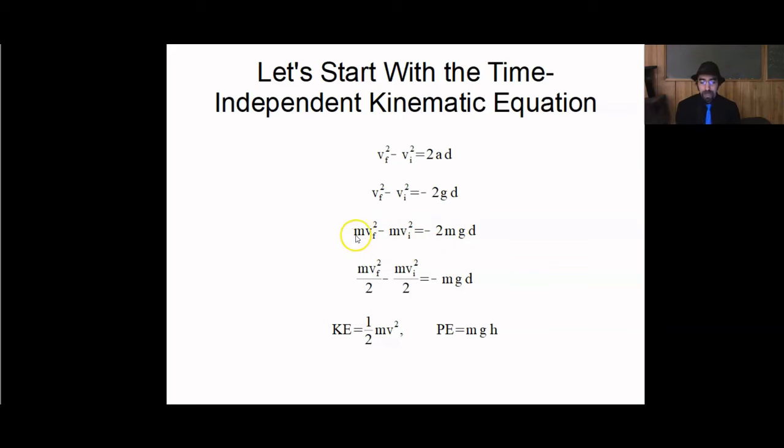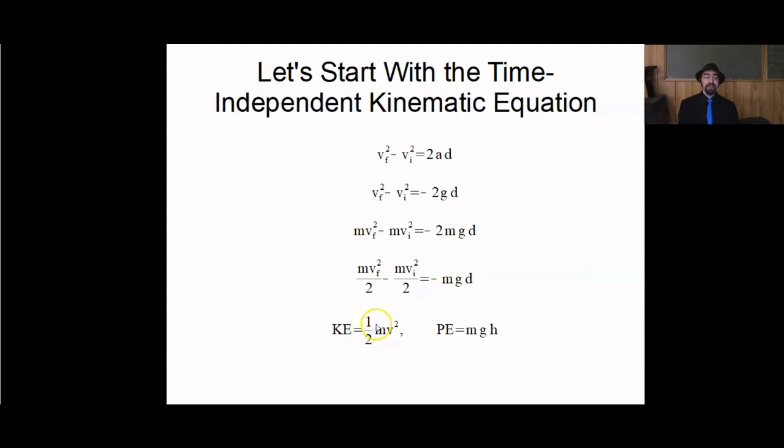Now what happens if, just for the fun of it, I multiply through by the mass of the object m? mVf squared minus mVi squared equals negative 2mgd. Then if I divide by 2, I get 1/2 mVf squared minus 1/2 mVi squared equals negative mgd, where d is the change in your height.